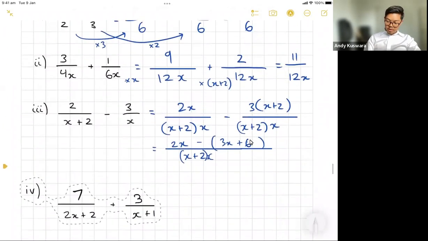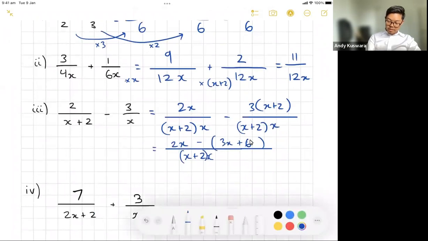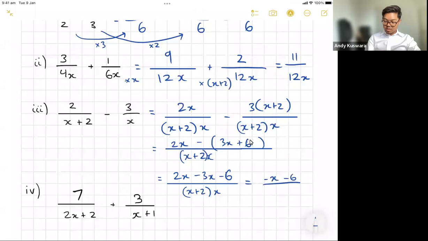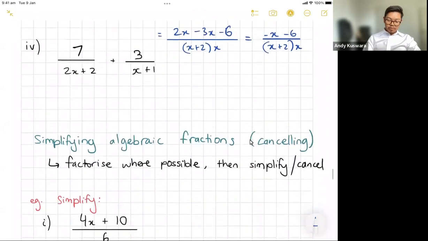Okay. Now the reason that one's important is I'll need to simplify it a little bit further. So it's going to be 2x minus 3x minus 6 over x plus 2x. And what that's going to give me is 2 take away 3, which is negative x minus 6, all over x plus 2x. Okay. And we've got one more here.